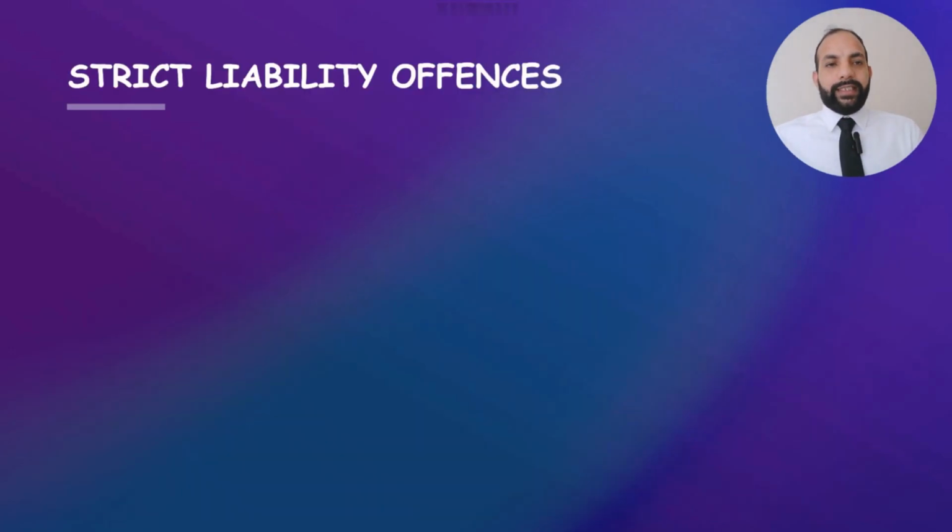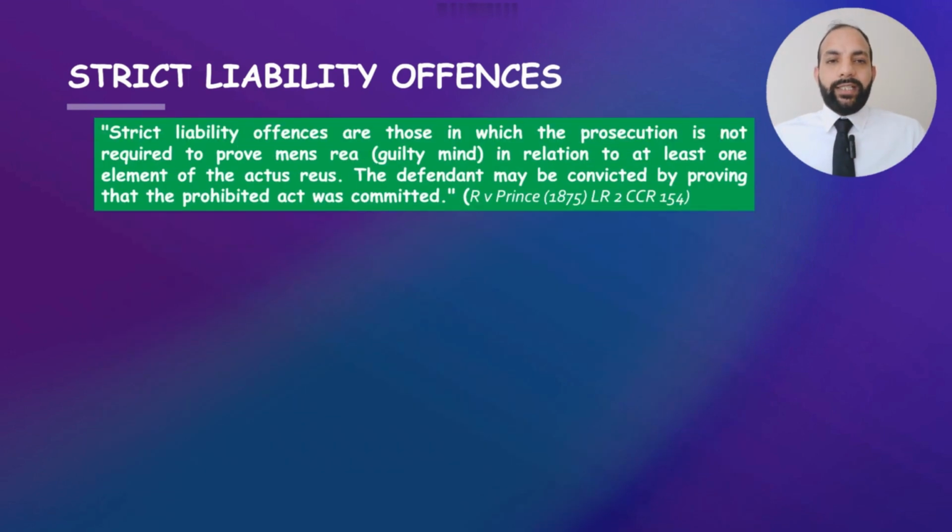Okay, so the next is strict liability offenses. Strict liability offenses are those in which the prosecution is not required to prove mens rea, or guilty mind, in relation to at least one element of the actus reus. The defendant may be convicted by proving that the prohibited act was committed.